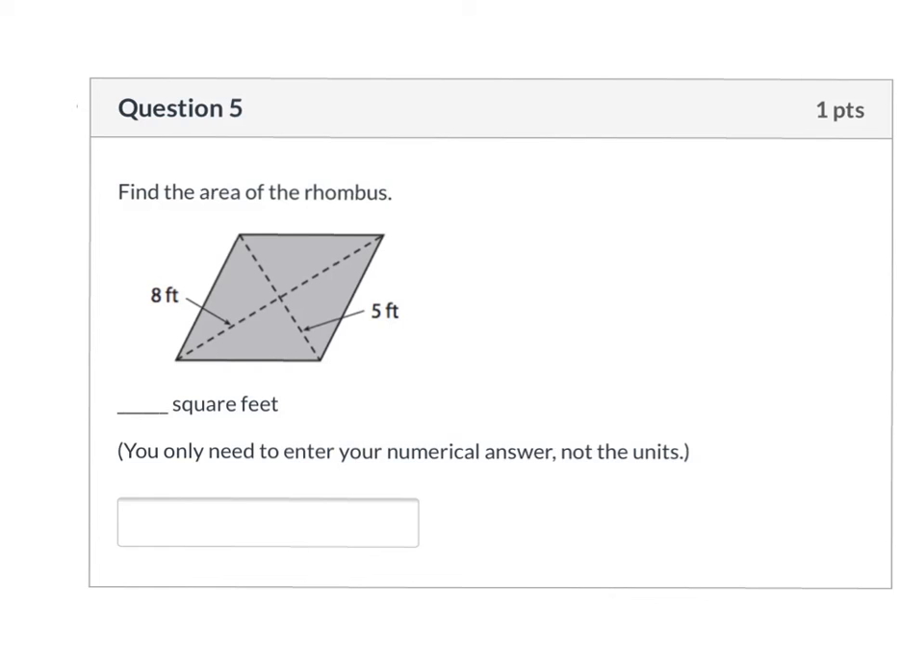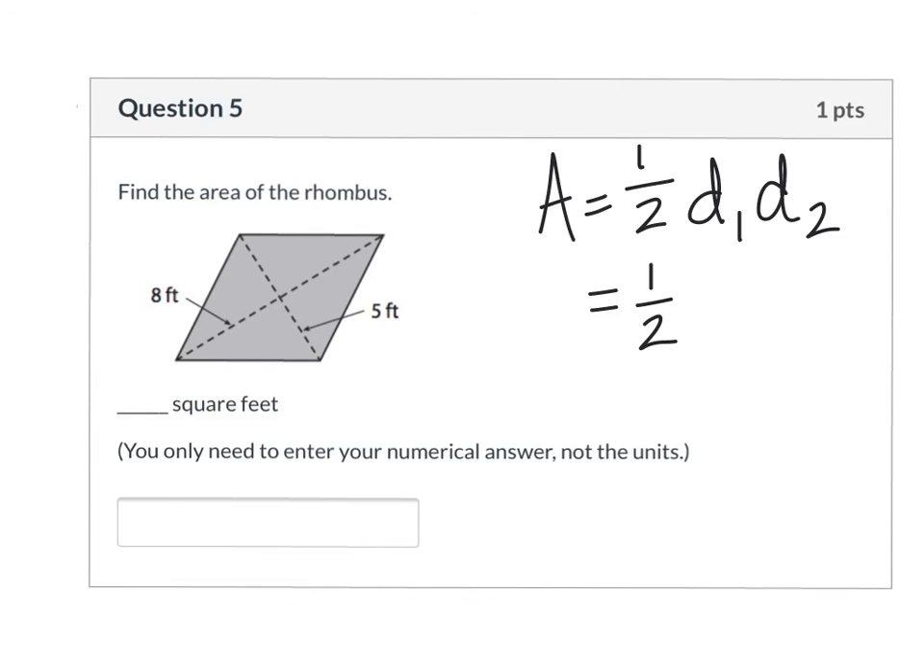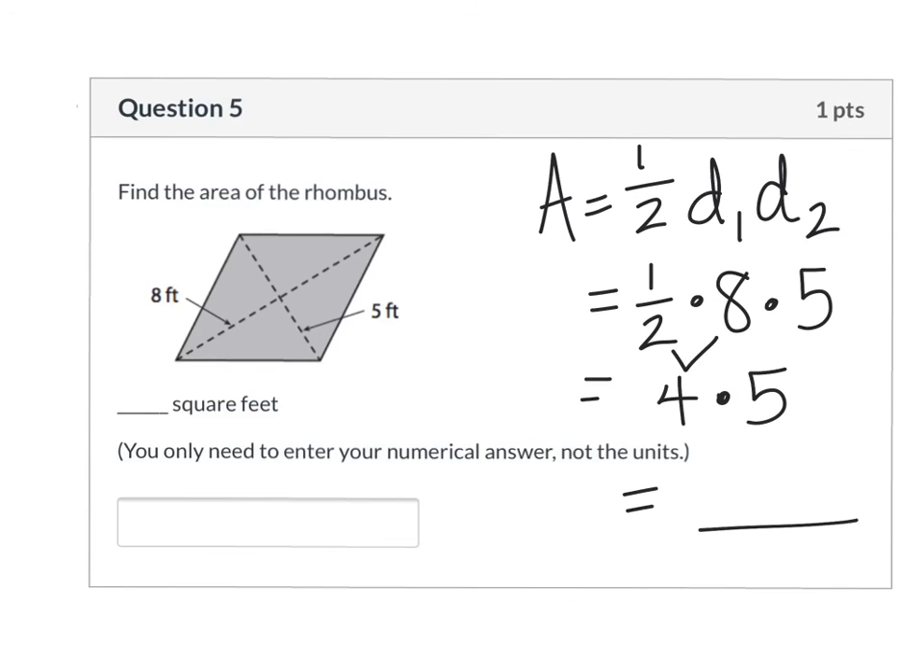Last one, find the area of a rhombus. The area of a rhombus formula is area equals 1/2 times diagonal 1 times diagonal 2. Again, when there are no symbols, that tells me I need to multiply. So I'm going to go ahead and substitute in my values. 1/2 times, I'll use 8 for diagonal 1, 5 for diagonal 2. Again, when I'm multiplying by a half, I'm just taking half of that number. So 1/2 times 8 equals 4. I still need to multiply by 5 to get my final answer, which you can do on your own.